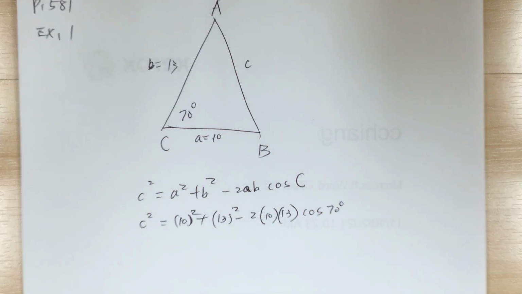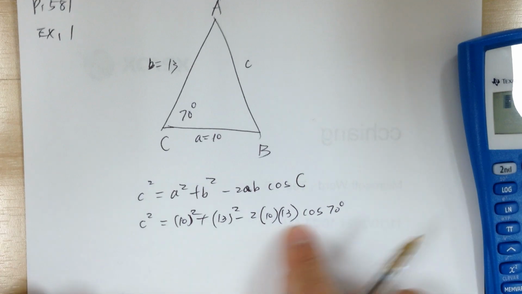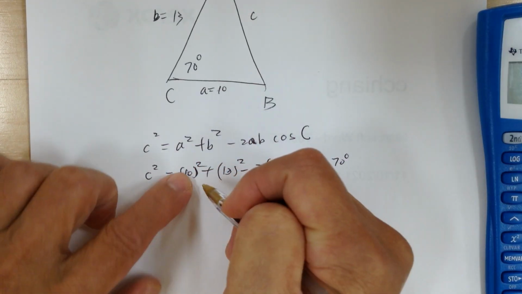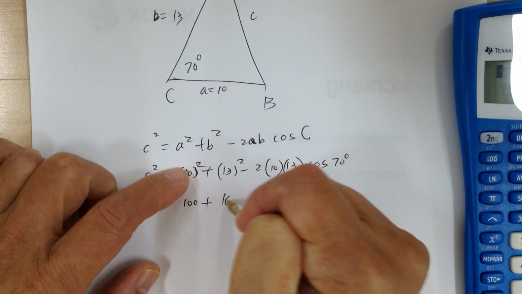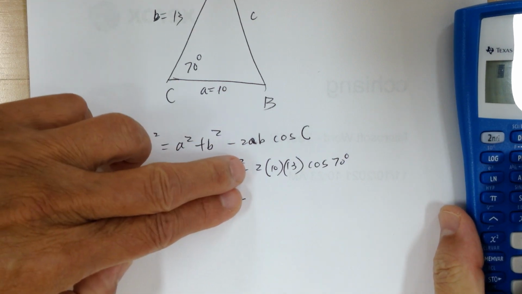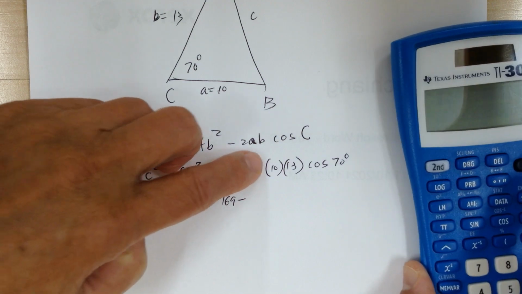Then what you need to do is, again, this is very easy to make careless mistakes. So after you substitute, you work out each individual part. So 10 squared is 100. 13 squared is 169. Okay, now this part over here, you can just keep the minus for now, or you can just use negative 2.